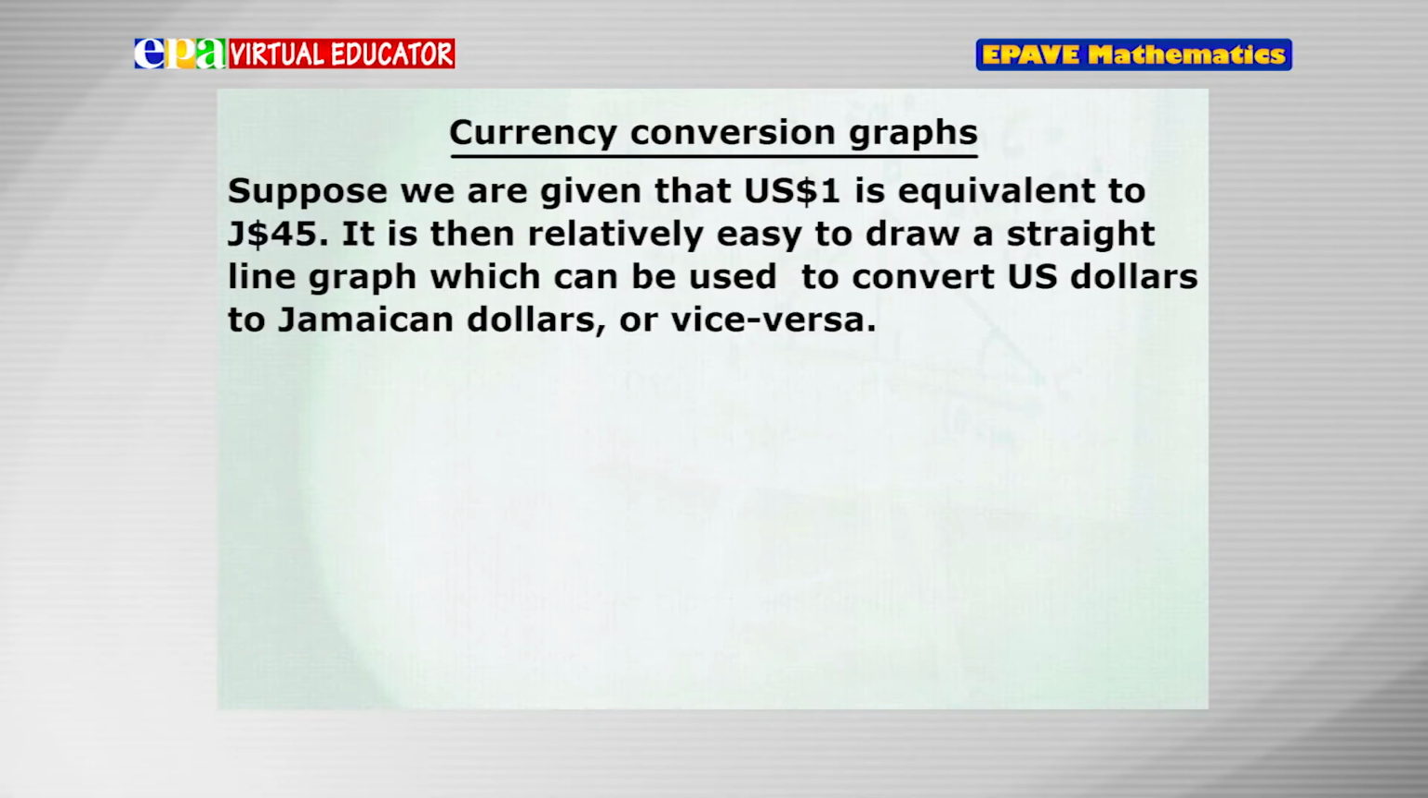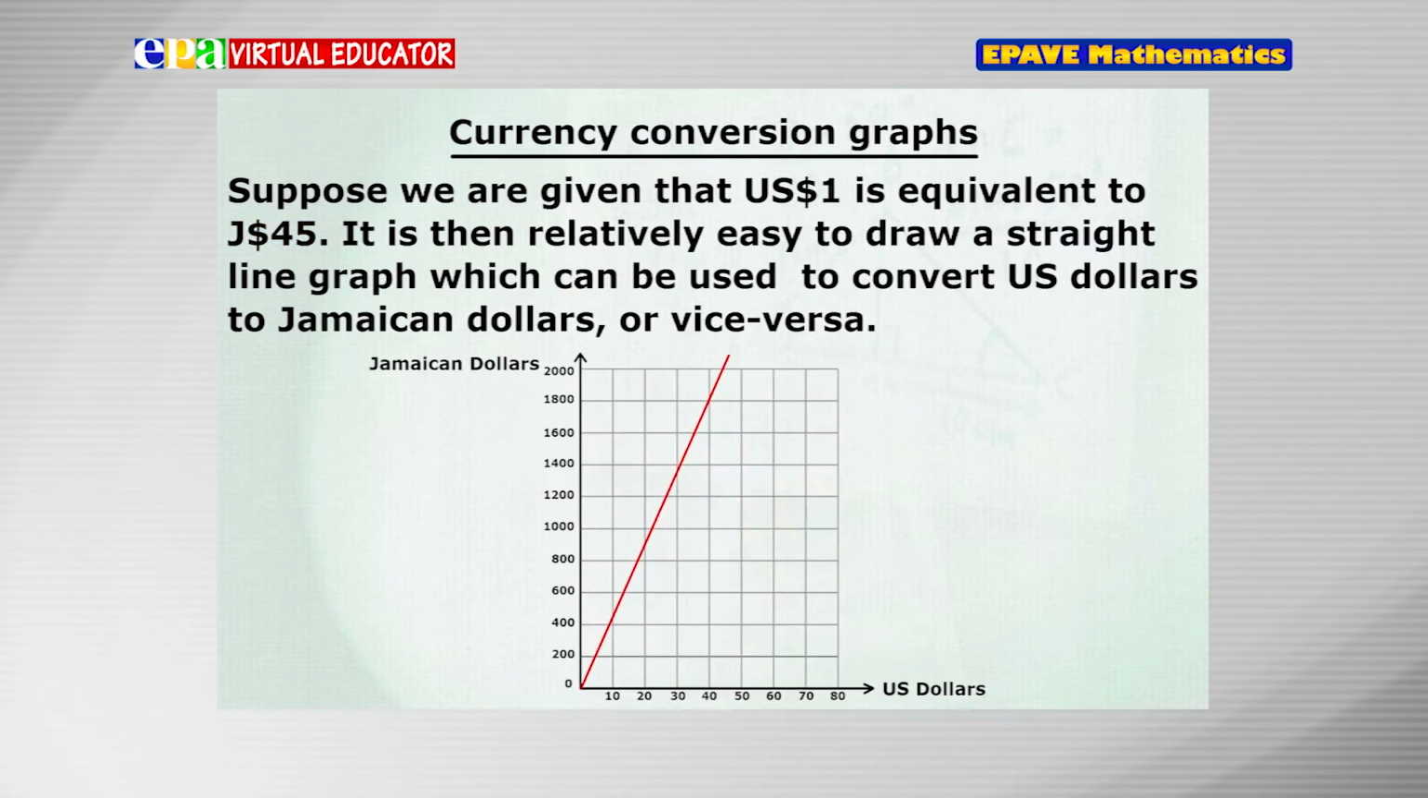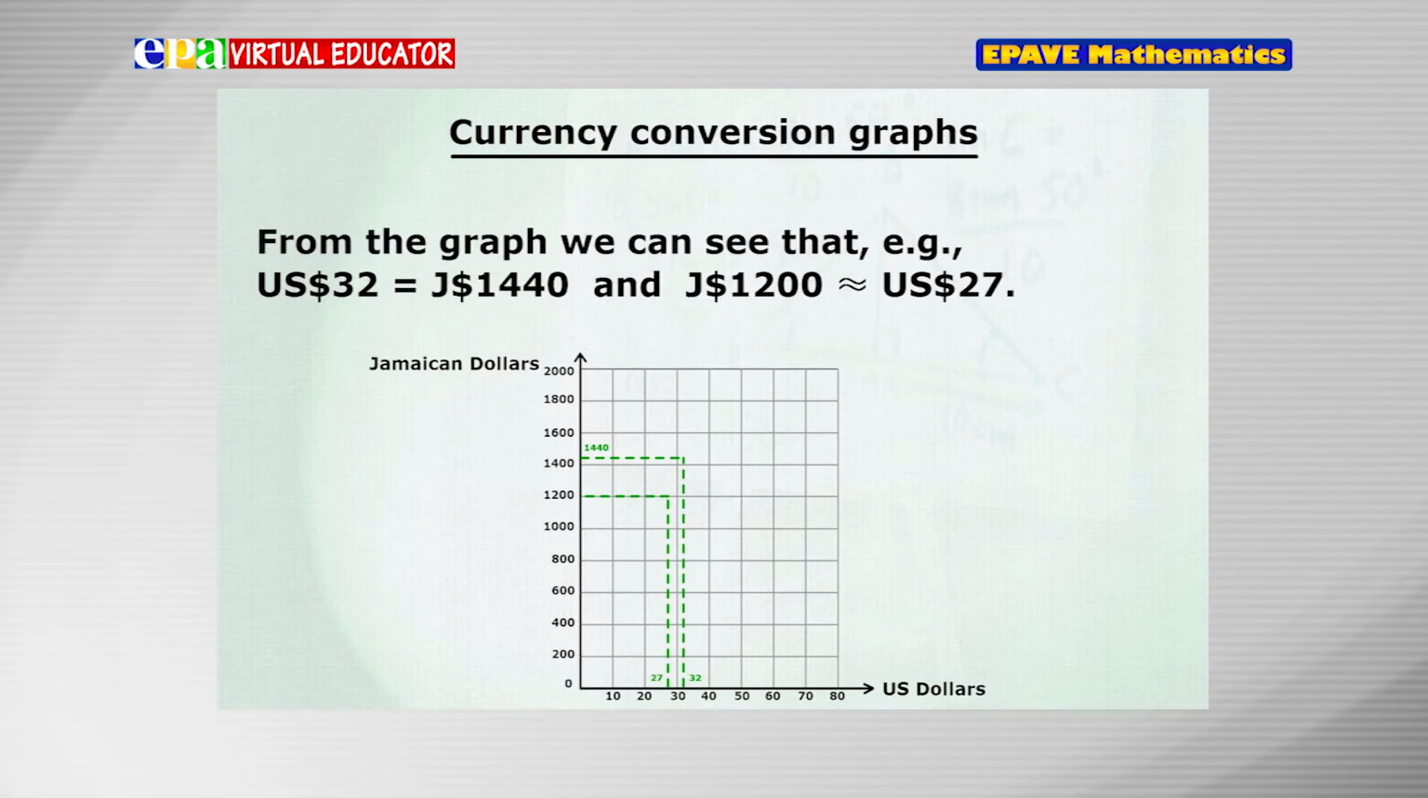Suppose we are given that US $1 is equal to 45 Jamaican dollars. It is then relatively easy to draw a straight line graph which can be used to convert US dollars to Jamaican dollars or vice versa. From the graph, we can see that, for example, US $32 equals 1,440 Jamaican dollars and 1,200 Jamaican dollars equals 27 US dollars.